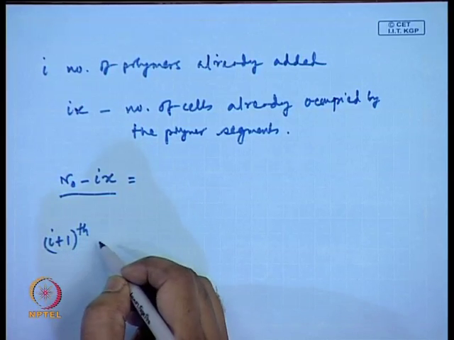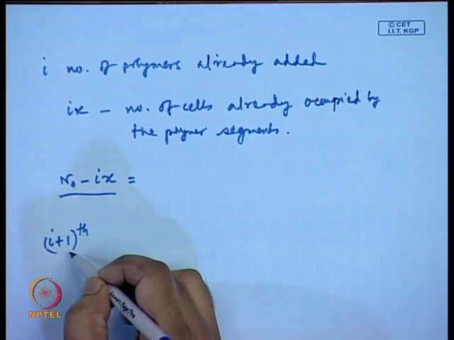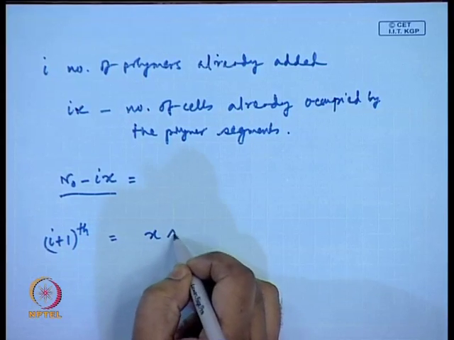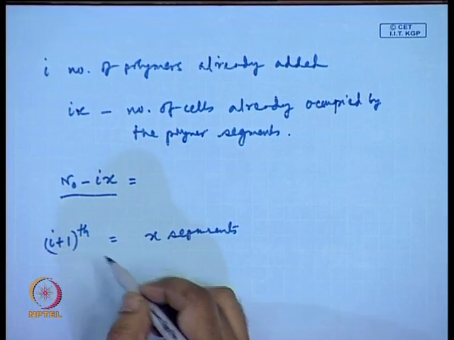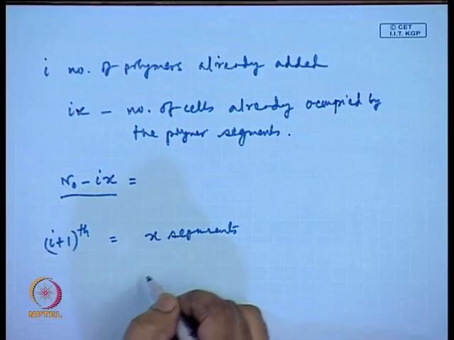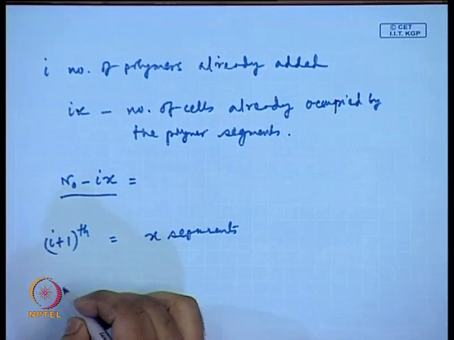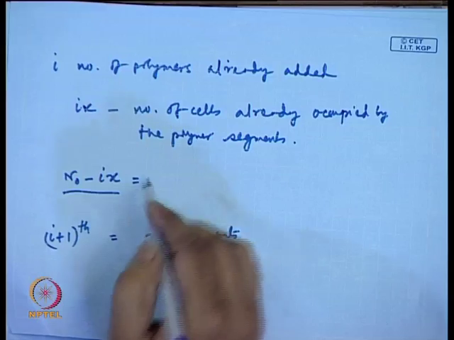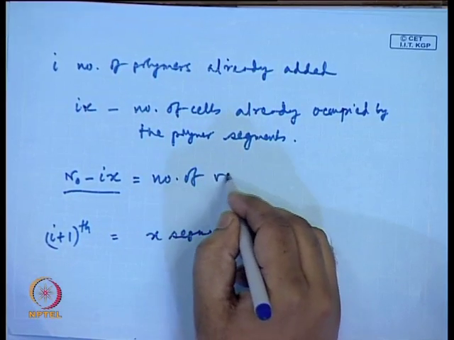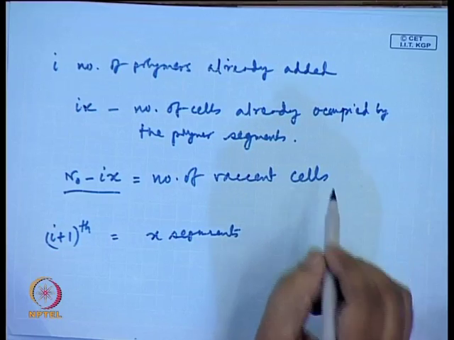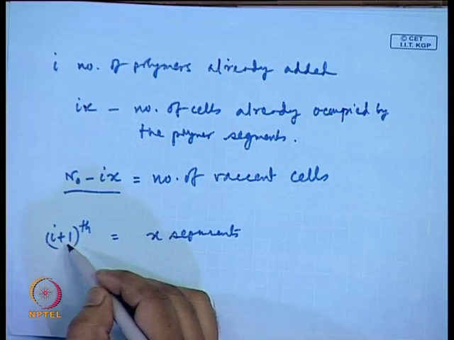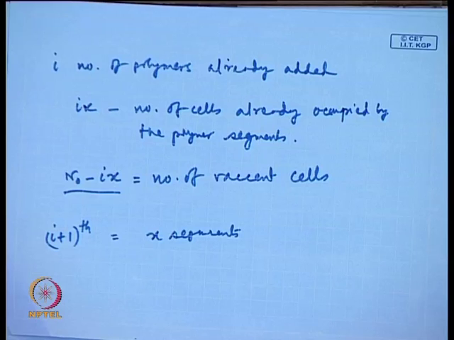Okay. Now, this I plus first polymer chain has how many segments? Again x segments. This I plus first chain has x segments. So, let me write this is the number of vacant cells available for this I plus first polymer chain to get in.